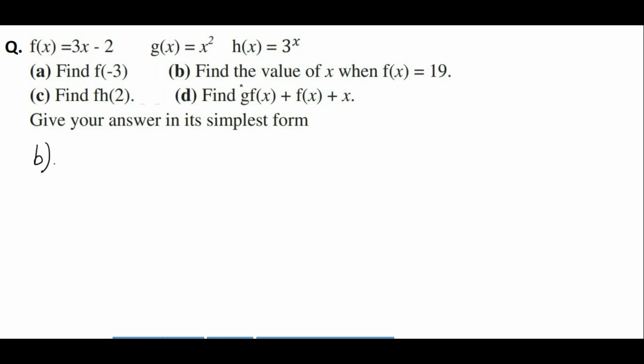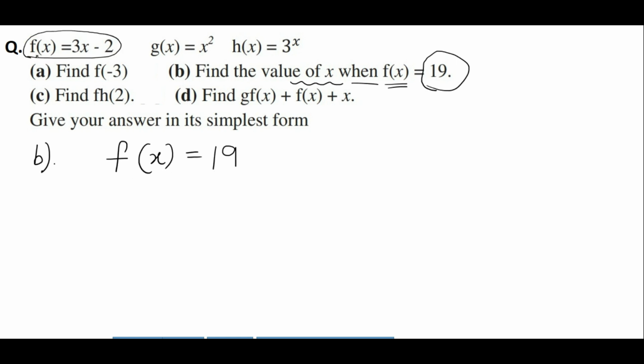Question B, find the value of x when f of x is equal to 19. So they are asking you to find the value of x. The given condition is f of x is equal to 19. Now what is f of x here? Going back to the data given, f of x is equal to 3x minus 2. So 3x minus 2 is equal to 19.